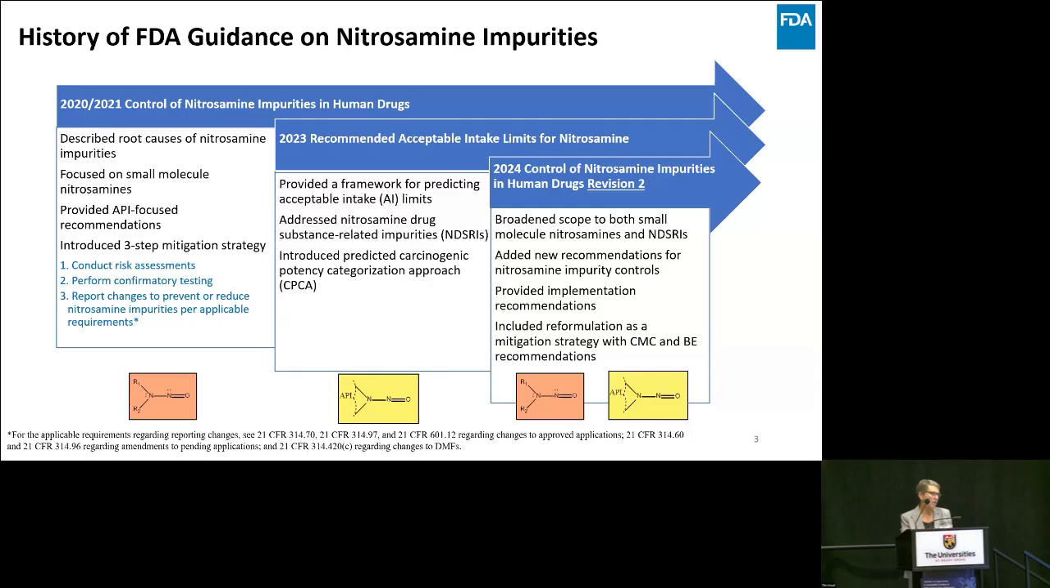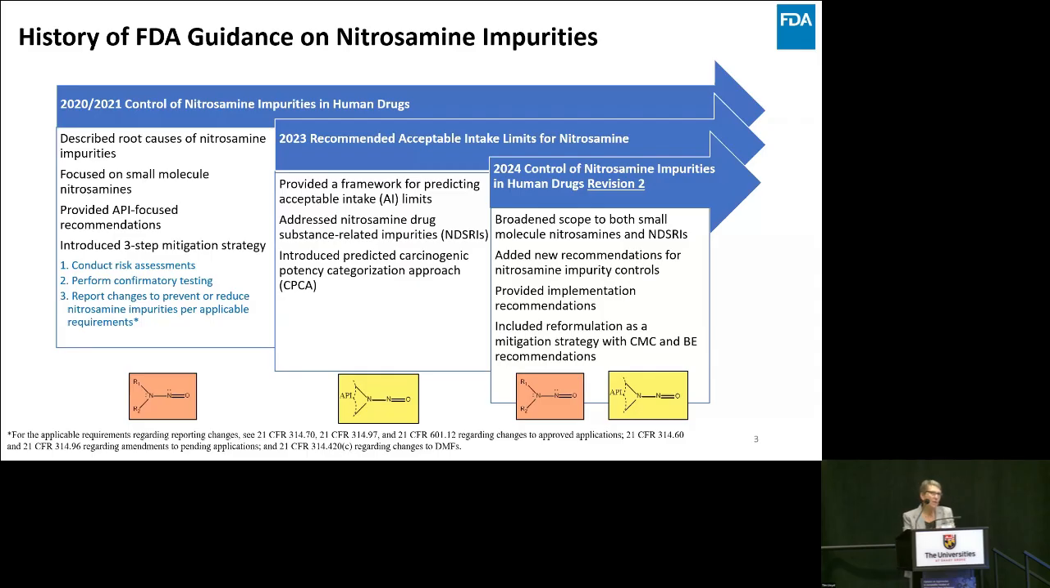In that guidance, we first introduced the three-step mitigation strategy that has continued to be present in subsequent guidances. And that mitigation strategy starts with you conduct a risk assessment to see if there's a risk of a particular nitrosamine forming. You perform confirmatory testing to see if that nitrosamine does form and at what levels. And then step 3 is to report to the agency when changes need to be made to mitigate the nitrosamine impurity. And in that original guidance, as I said, we only were focused on small molecule nitrosamines. In fact, we had a little short list of known small molecule nitrosamines.